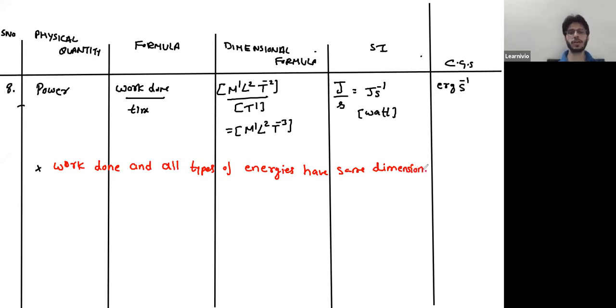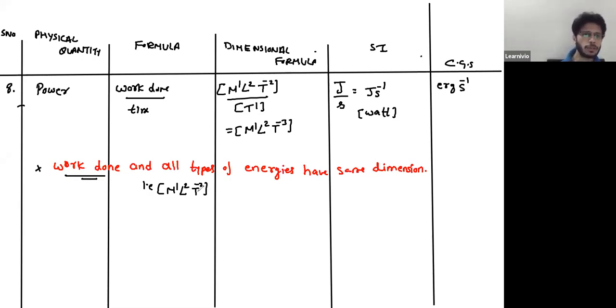So work done and all types of energies have exactly the same dimensions. The dimensions of kinetic energy, potential energy, heat energy, and sound energy are the same as those of work done. Not just kinetic energy, Abdullah, even potential energy, heat energy, light energy. The dimensional formula of each energy is the same as that of work, that is M1 L square T minus 2. So all types of energies have the same dimensions as that of work.